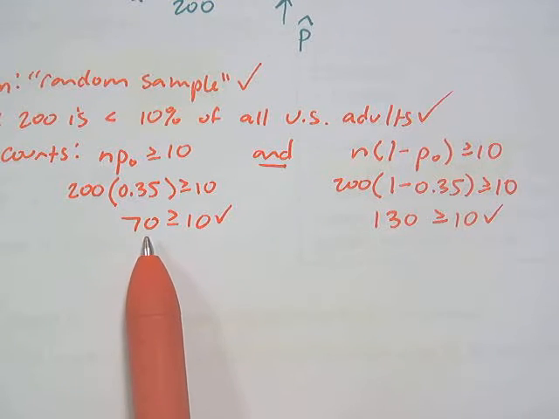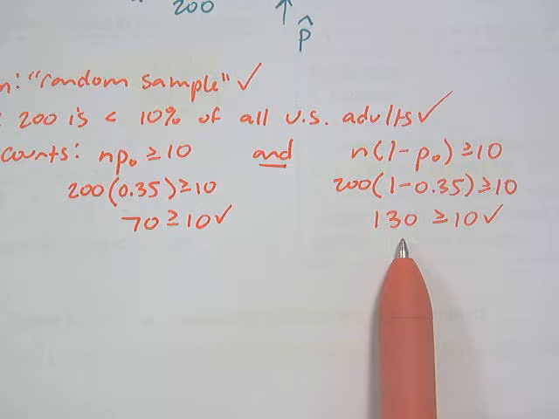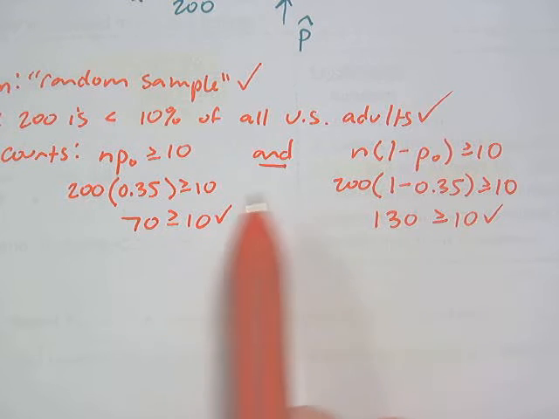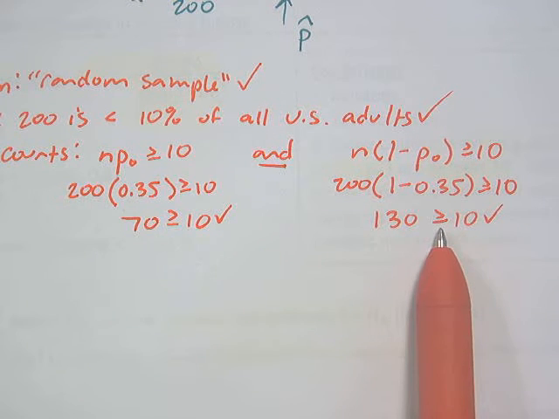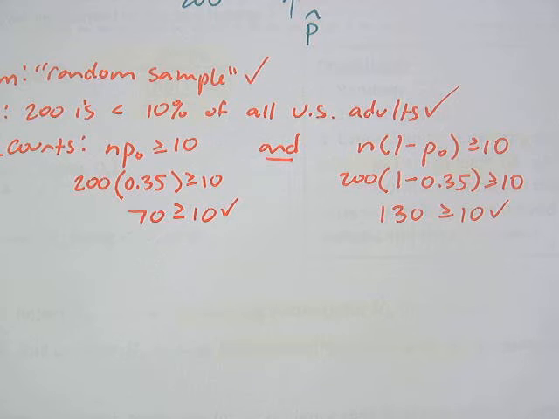Again, a little shortcut here is if you know that this one over here is 70 and they're going to add up to be the sample size of 200, that means the other one has to be 130. So it's okay if you don't show all of that work, as long as you show me that your two values are greater than or equal to 10.